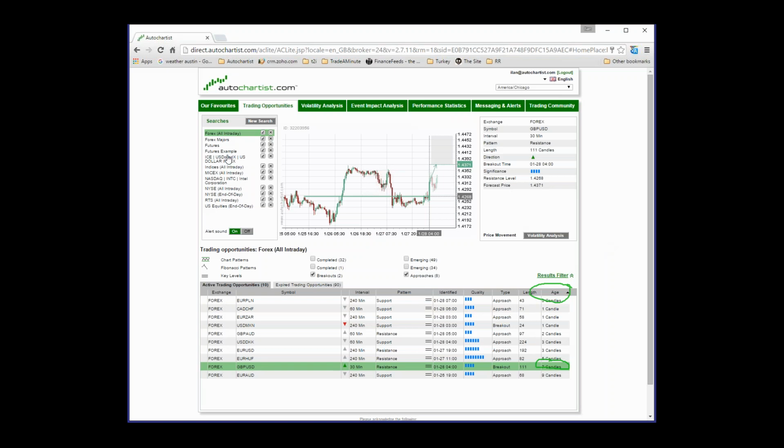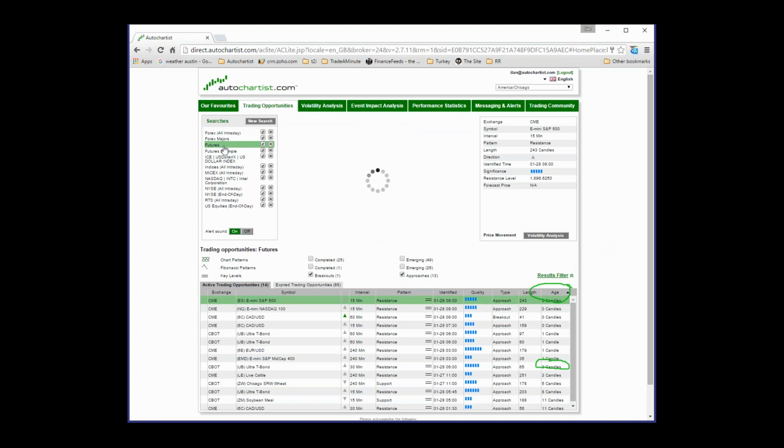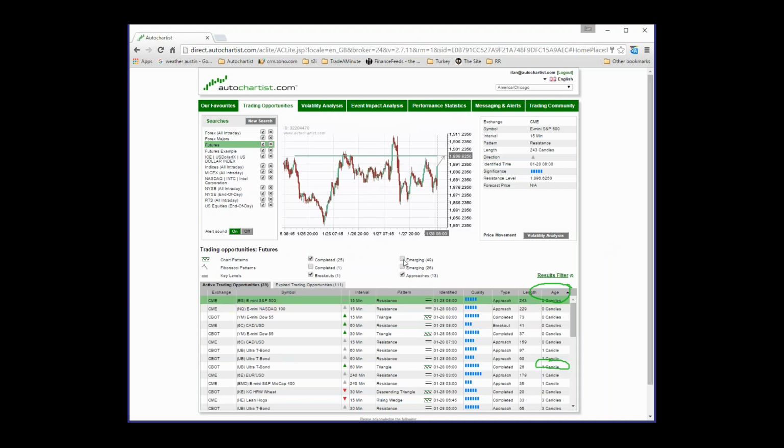Now, similarly, on the futures markets, here's the futures market, sorry, over here. For those of you who are trading futures, here are some opportunities on the E-mini S&P 500. Autochartist has identified a resistance level, and I'm sure you agree with me that this is a very well identified resistance level at around 1,900. Which is interesting because round numbers, as I'm sure you all know, are interesting resistance levels.